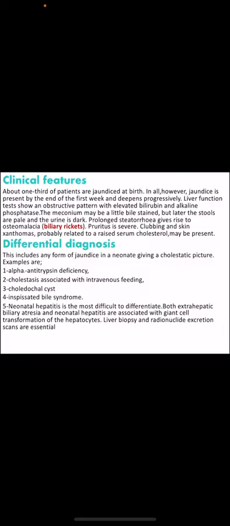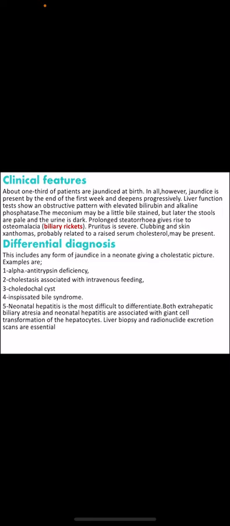The clinical feature. About 1/3 of the patients are jaundiced at birth. As we know, we have several causes of jaundice at the time of the birth. One of them is the extrahepatic biliary atresia. Not all the cases with biliary atresia will present with jaundice at the time of the birth. Only 1/3 of the patients are jaundiced at birth. Jaundice will appear by the end of the first week in all patients with extrahepatic biliary atresia.